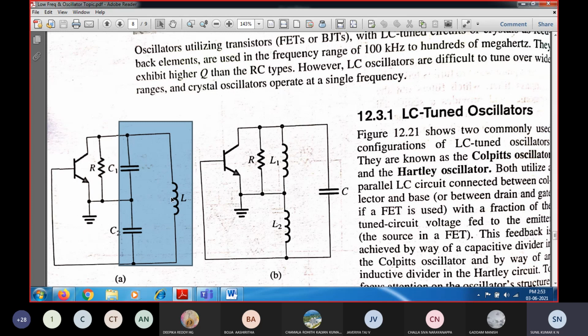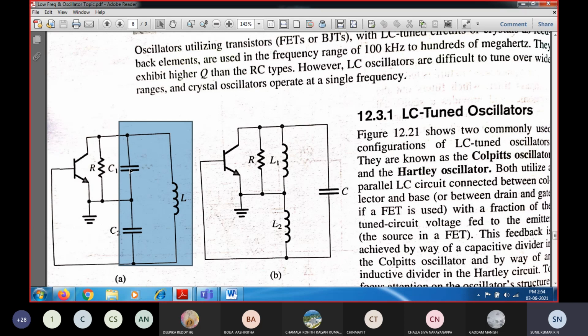So the feedback elements can consist of two types. One is two capacitors with one inductor, or two inductors with one capacitor. If we have two capacitor dividers and one inductor as the feedback element, then we call it a Colpitts. Easy to remember: Colpitts, you should remember C. C stands for capacitor. So two capacitors you have to remember, two capacitors and one inductor.